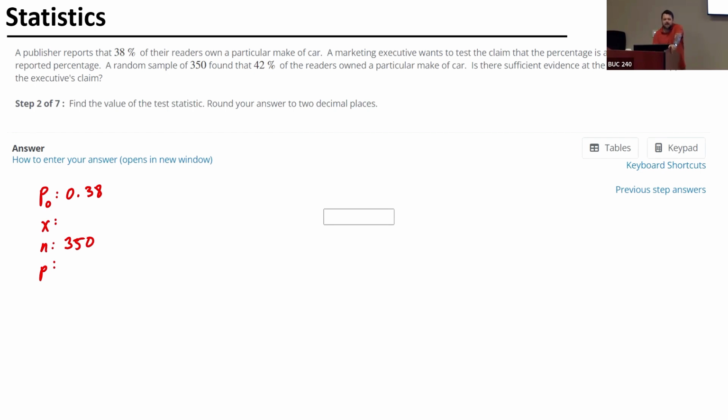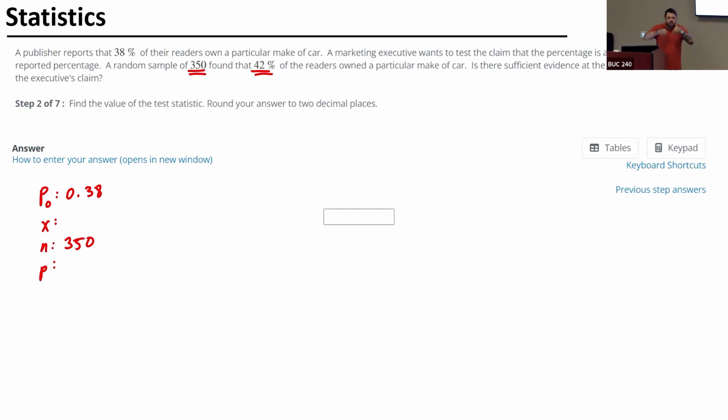And here's the trick. What's your x? 147. How'd you get that? I took 42% of 350. Exactly. You have to do that, 42% of 350. That's your x, because realize what your calculator is doing. It's calculating that 42% for you. There's nowhere in there you ever explicitly put the 42%.